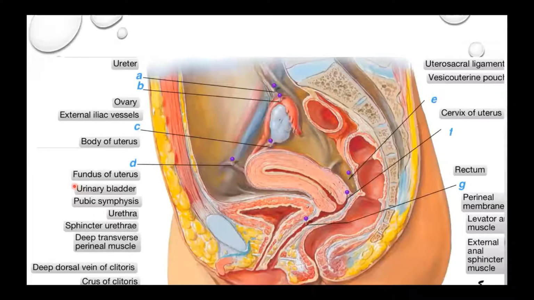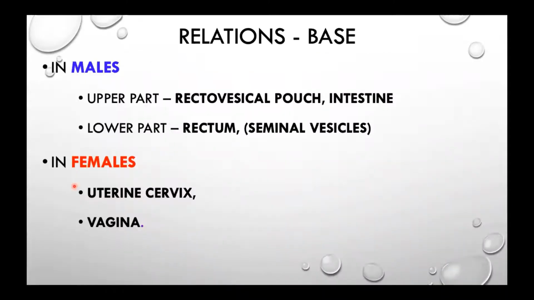Coming to the relations of the base. In males, the base has two relations, the upper part and the lower part. The upper part is related to the rectovesical pouch, in which the small intestine as well as the large intestine are located. And the lower part of the base is related with the rectum as well as the seminal vesicles in males. In females, it is only the uterine cervix as well as the anterior wall of the vagina.